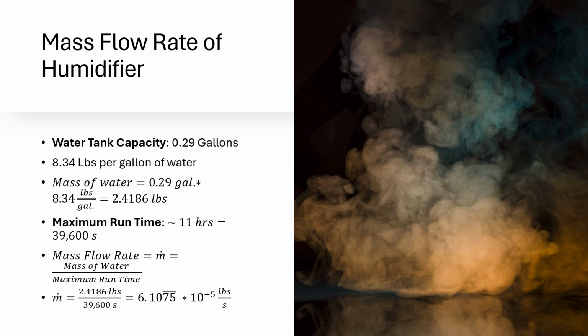The first part of this analysis is to find the mass flow rate of the humidifier. We know the water tank capacity and we know the pounds per gallon of water. Simply multiply those two together to get 2.4186 pounds, which is the total mass of the water that we have. The maximum runtime is around 11 hours, so we get 39,600 seconds. Using the mass flow rate equation, we have found that the mass flow rate for the humidifier is 6.1075 times 10 to the -5 pounds per second.